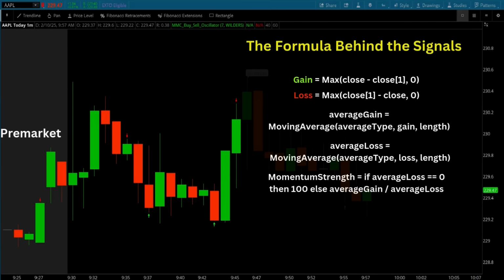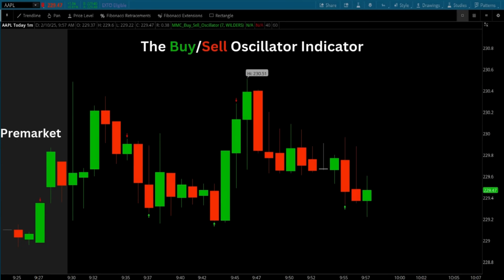Next, calculate momentum strength, which equals average gain divided by average loss, or is equal to 100 if average loss equals 0. Finally, the buy-sell oscillator value is calculated by taking 100 and subtracting the result of 100 divided by the sum of 1 and the momentum strength. This mathematical formula assures that the buy-sell oscillator is a valuable indicator for any trader who wants to capitalize on short-term trend or momentum price movements.